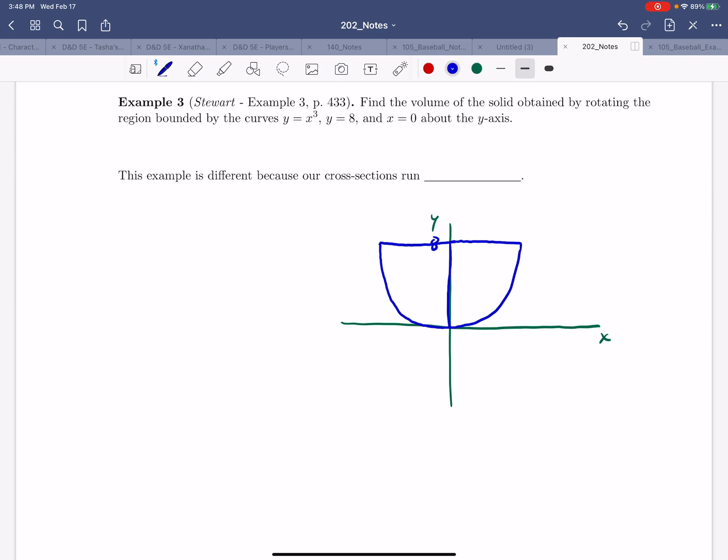Now note that this is a little bit different because our solid looks like this. Our cross sections run vertically. Notice that. When we draw our cross sections, or maybe I should draw a dotted line here, right? They're going up and down. They're not going across the x-axis. They're going along the y-axis. So integrate with respect to y.